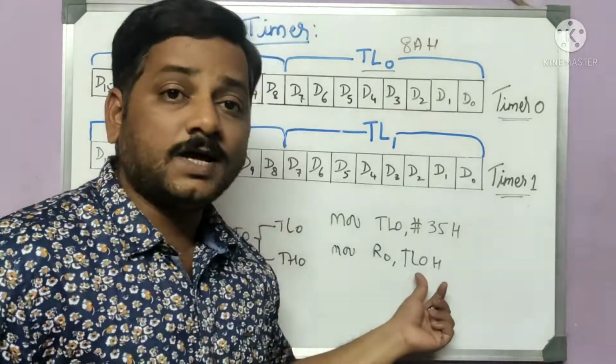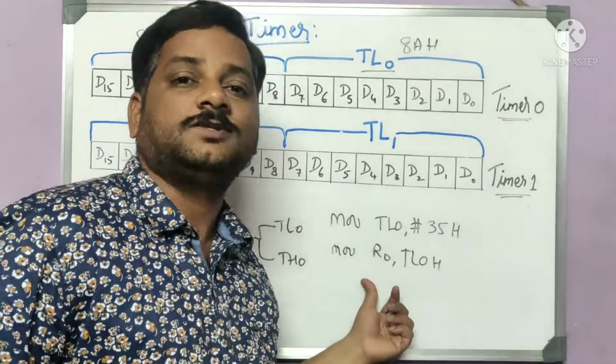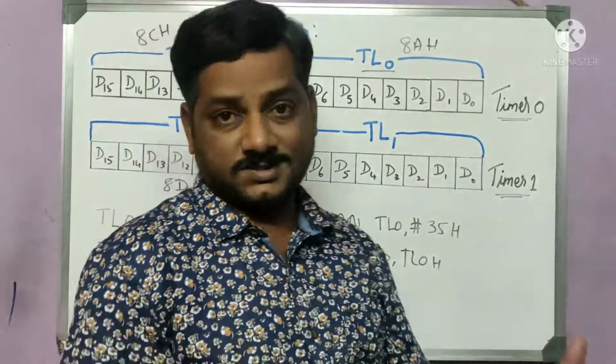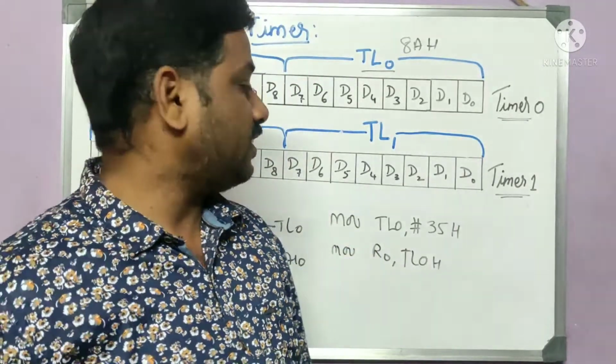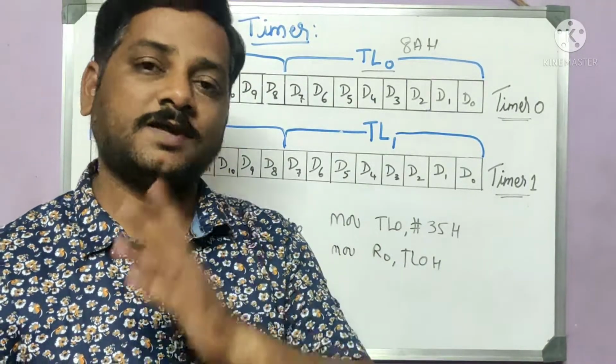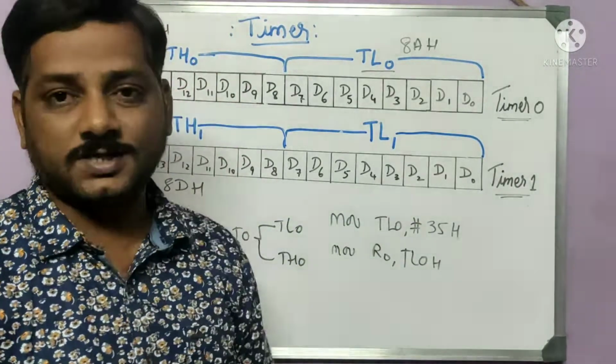So whatever data I have in the timer, I can give it to the register R0. Just as we do it for the accumulator and registers to communicate, in the same way I can give input to the timer, or I can read the input from the timers. I hope this portion is clear for you.